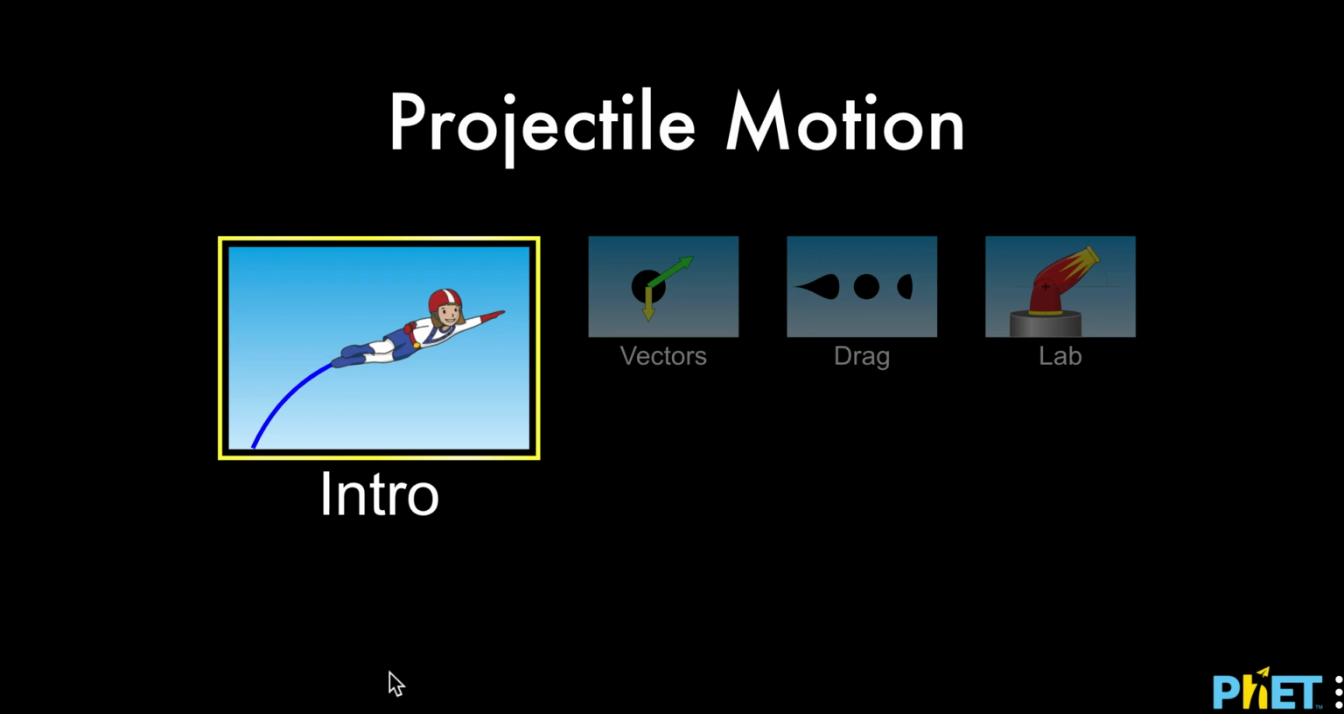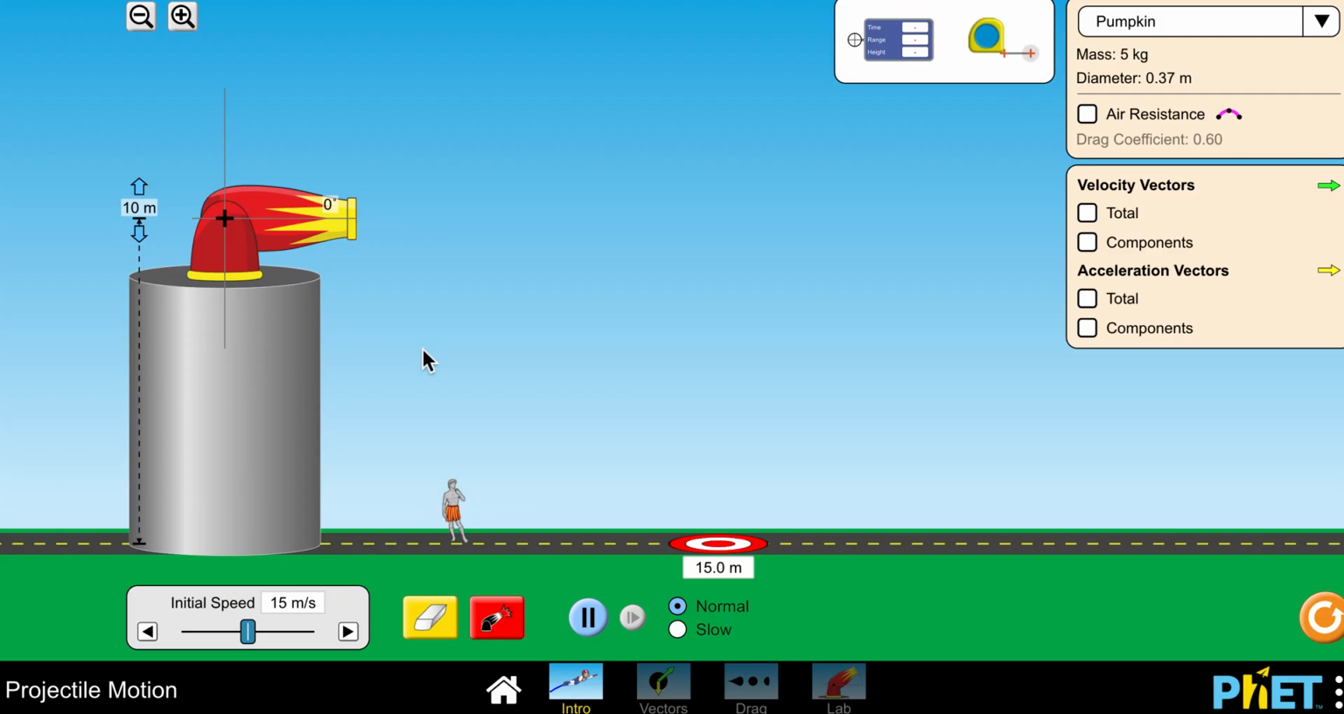Hey everybody, we're here with the projectile motion simulation on PhET, and I'm going to select Intro to start. Just giving you a little tour. Obviously we're launching pumpkins up here for now because it's that time of year. Here's our target down here and here's our cannon.